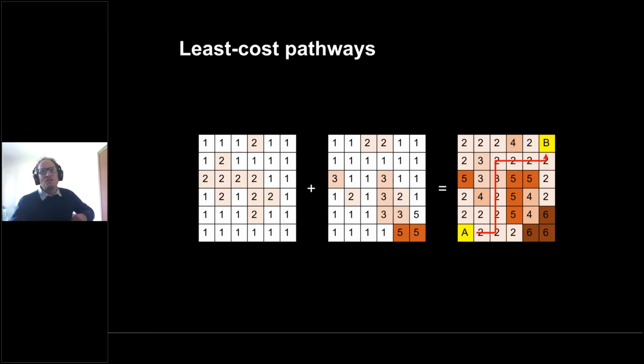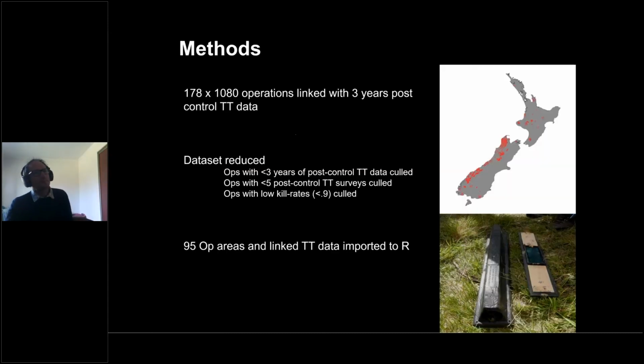The other thing that you can do with these cost surfaces is you can add them together, so you can have a cost surface for lakes and rivers, a cost surface for high mountains and so forth, and test the relative influence of each of those different surfaces or topographical features on rodent growth post 1080, which is exactly what we set out to do.